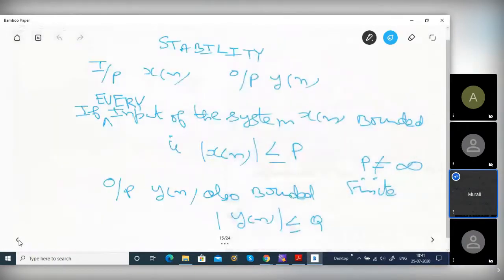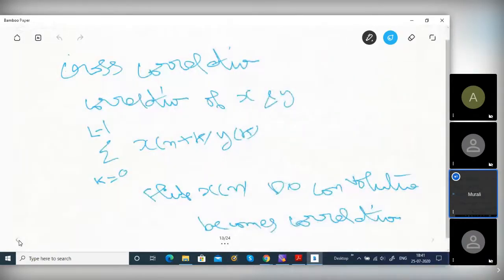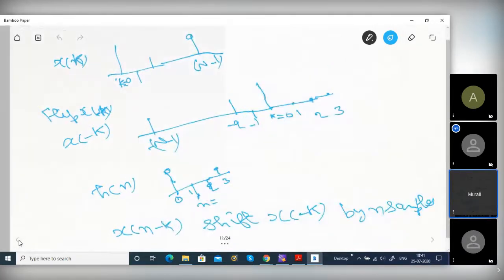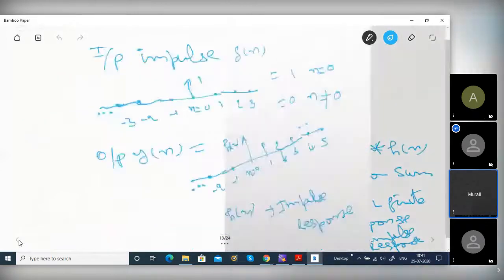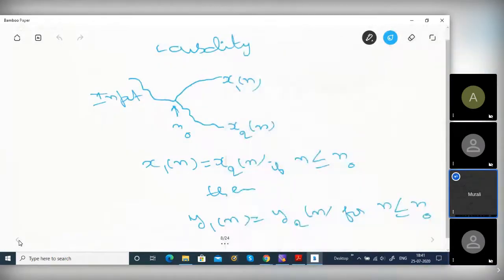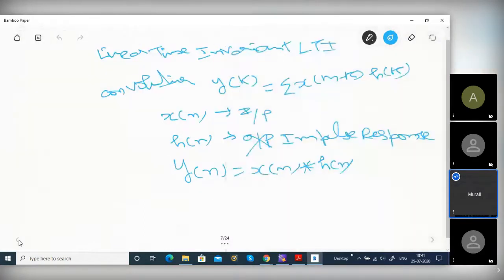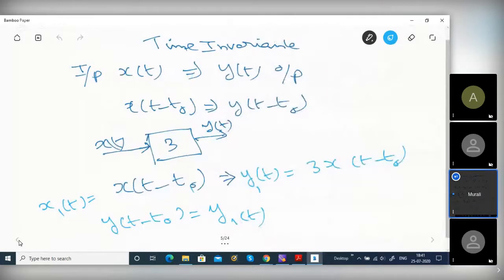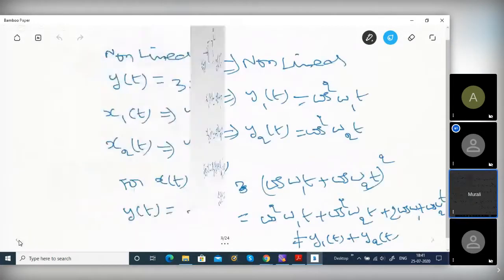Stability we have seen, causality we have seen, correlation and convolution we have seen. The linear time invariant we have seen. So if it is time variant, we cannot commute. That is clear, right?